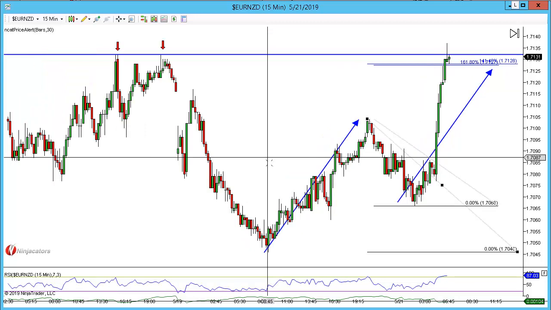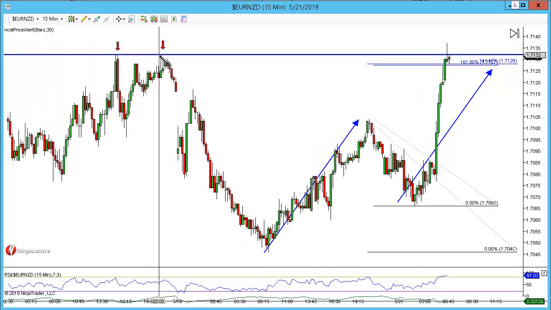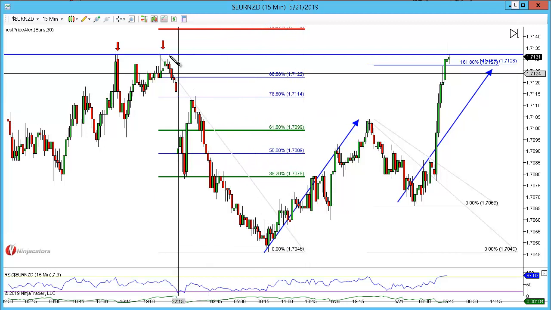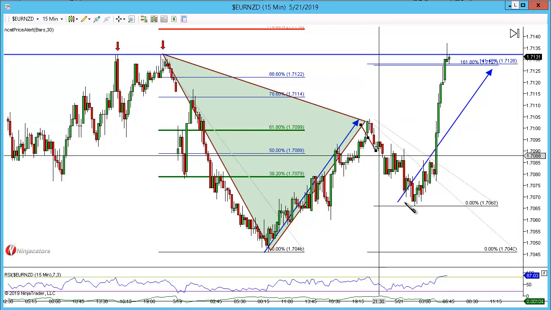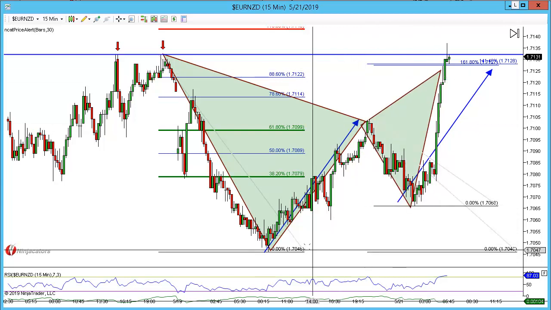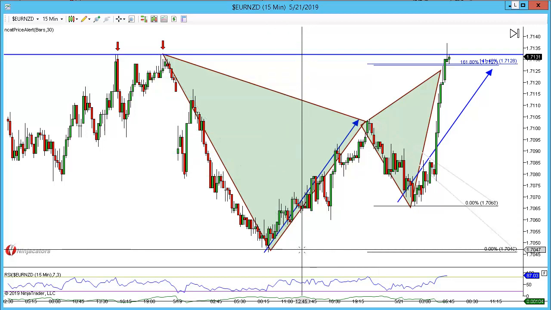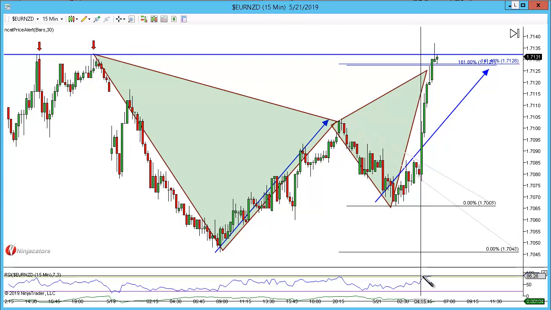Okay, and then what we have, if I put a fib on from our swing high to our swing low, we have X to A to B, B to C, CD completion around this level. It's a shallow Gartley pattern. And we also have the RSI confirmation. We are currently overbought at 88.